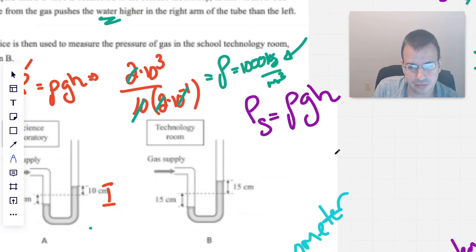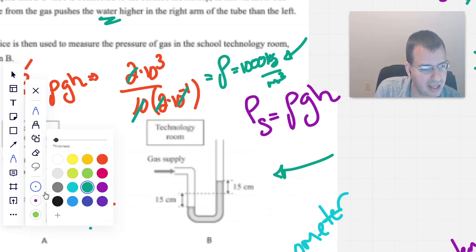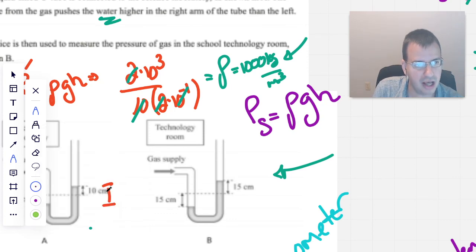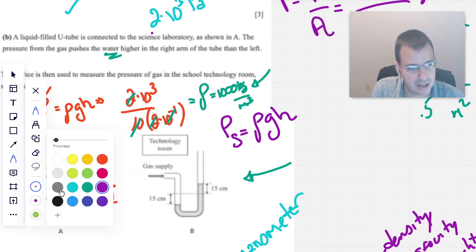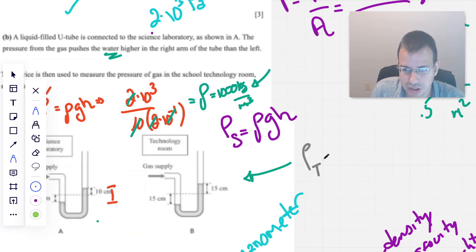So now I want to know the gas pressure in the technology room. And since this is 50% bigger, I'm assuming this is going to be 3 times 10 to the third, 50% bigger there. But we can calculate it. Pressure. Now I want to use a different color here. I know, getting a little bit messy, and for that I apologize. Pressure technology, that's a terrible P. Yeah, I'll fix the P real quick.